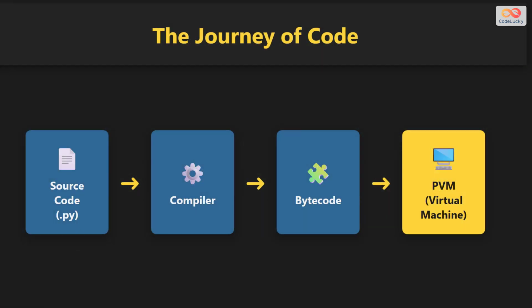Here is the journey your code takes. It starts as a .py file. It goes through a compiler. Yes, Python has a compiler, which turns it into bytecode. Then, that bytecode is fed into the PVM, or Python virtual machine, which finally executes it. Let's break these steps down.